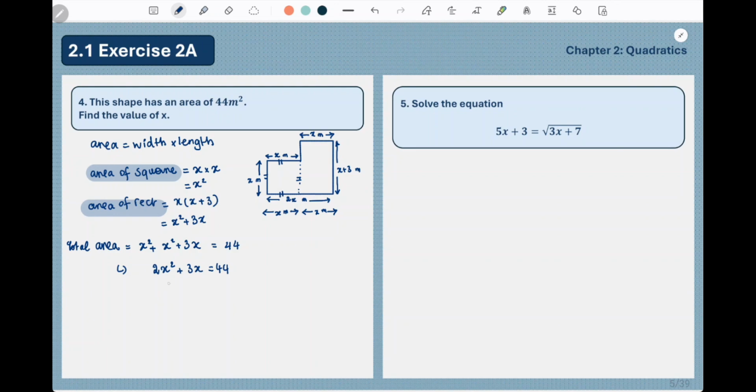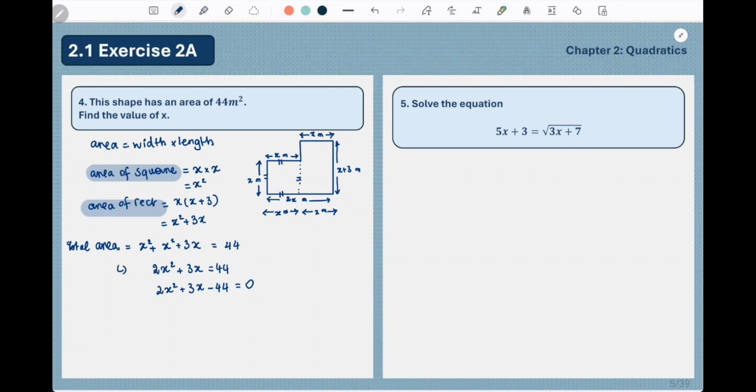So we know when we want to solve a quadratic equation, what we do is move everything to the left hand side, and we make it equal to 0. So if I move 44 to the other side, it becomes minus 44, and hence we have an equation in front of us that we have to solve. So let's solve it through one of the methods that we know. I think we can pretty much solve it using the factorization method.